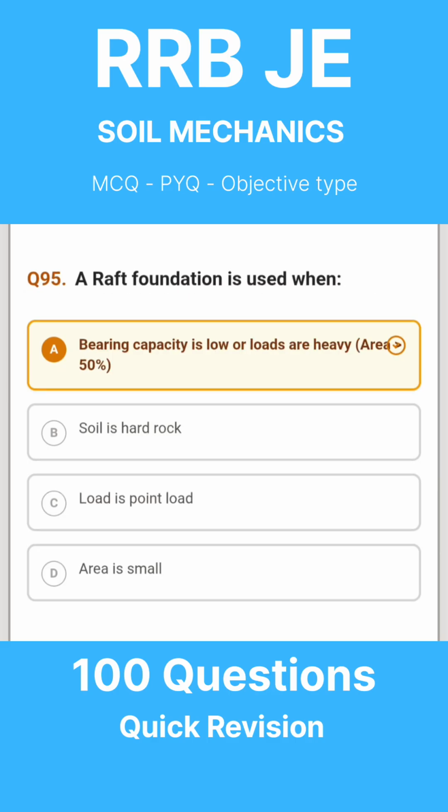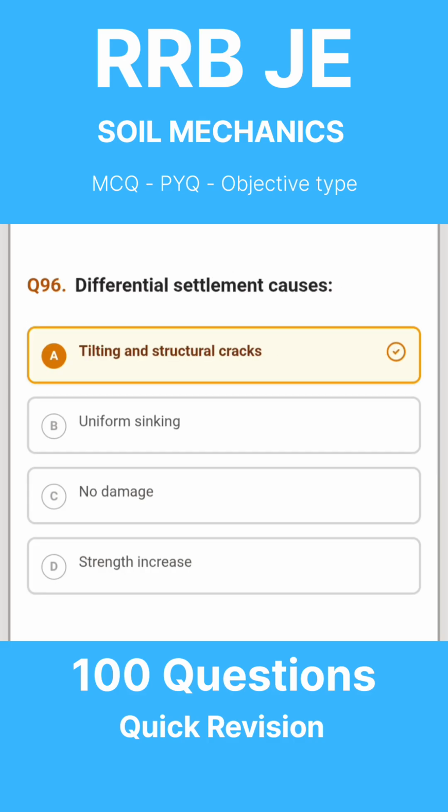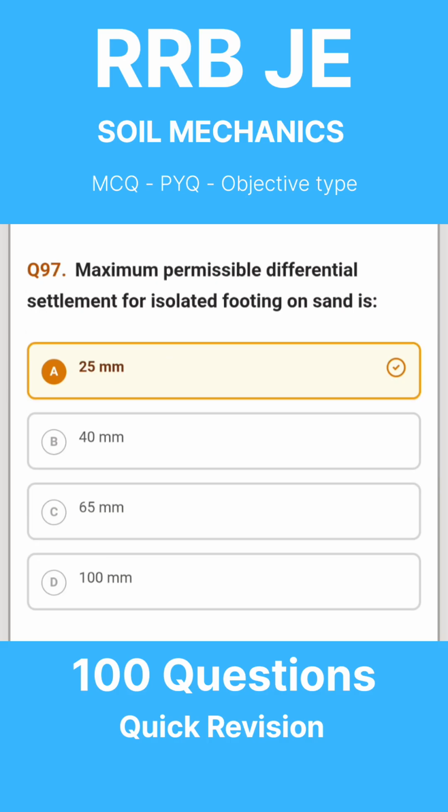Question 95. A raft foundation is used when? The correct answer is bearing capacity is low or loads are heavy, area greater than 50%. Question 96. Differential settlement causes? The correct answer is tilting and structural cracks. Question 97. Maximum permissible differential settlement for isolated footing on sand is? The correct answer is 25 mm.